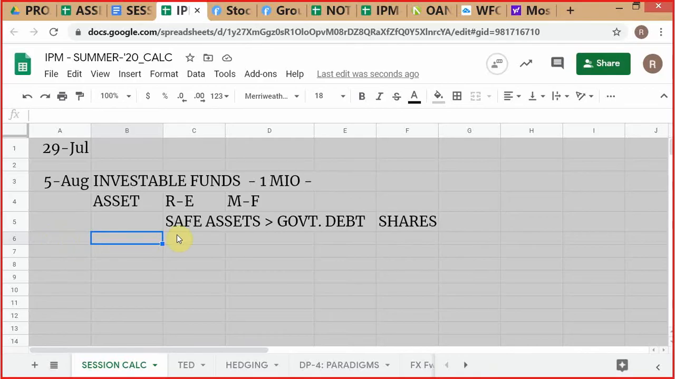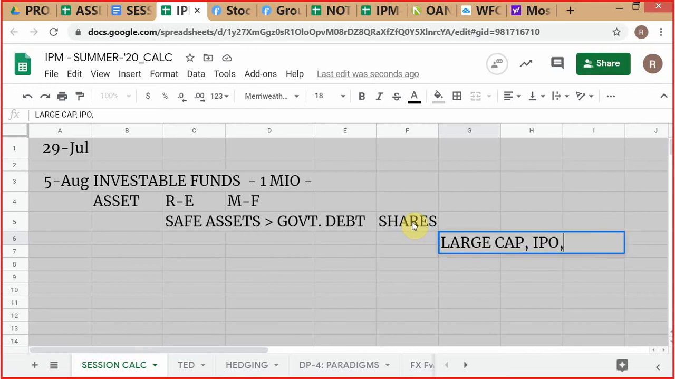Sir, I will also invest in the equity market, but first I will invest some of the amount in large cap stocks, and some I will keep for regular trading, intraday trading, and some amount I will keep reserved if there is an IPO or something, so that I can invest in that when the time comes. Large cap, IPO. Okay, intraday, okay, fine.